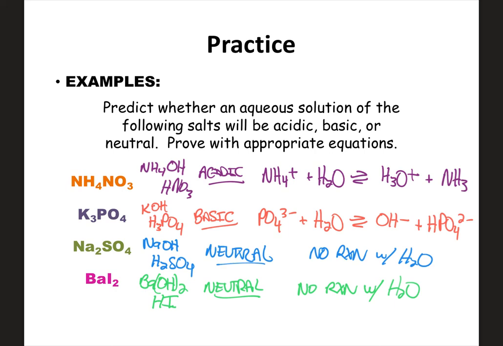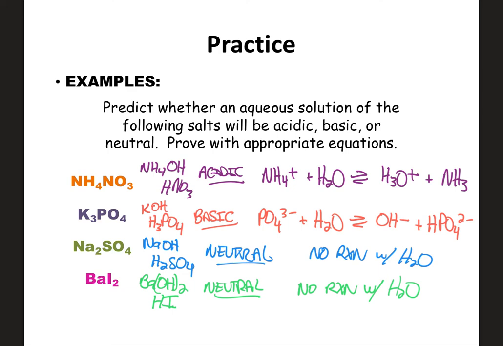The second one is going to hydrolyze to form a basic solution because it came from a strong base, weak acid. So if we need to form a base, that's OH-. So the minus part of the salt is going to hydrolyze with water here to generate the OH-. The last two both came from a strong base, strong acid. So they're both going to be neutral, and they're not going to have any reaction here with water.